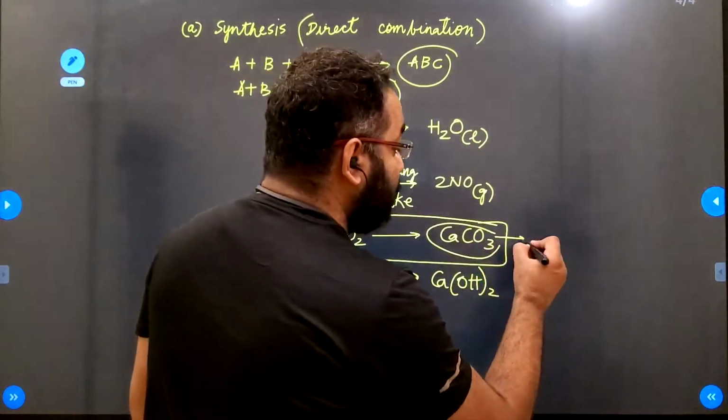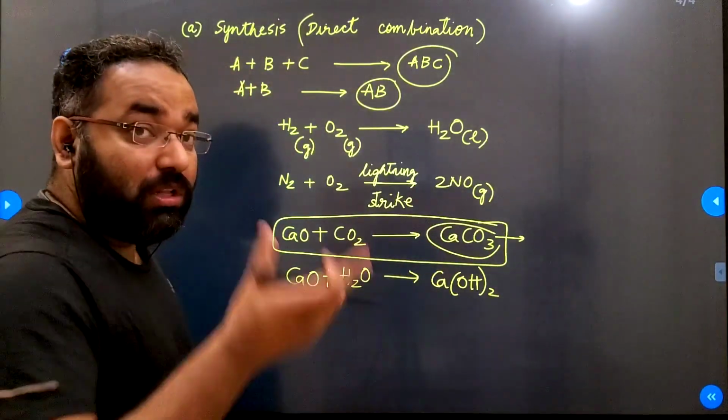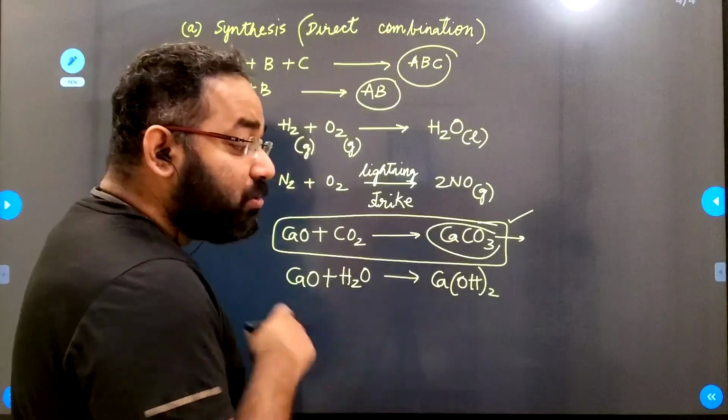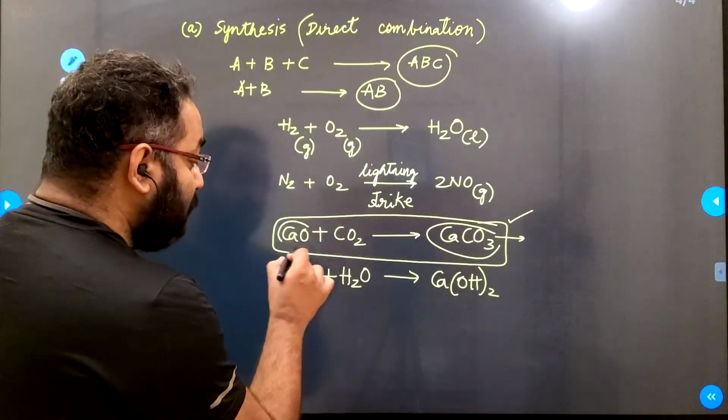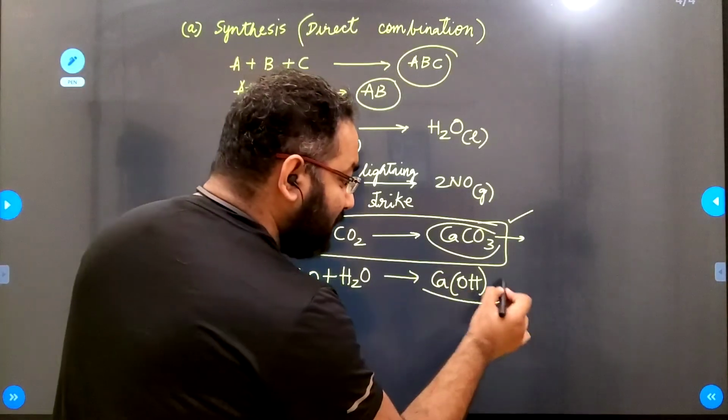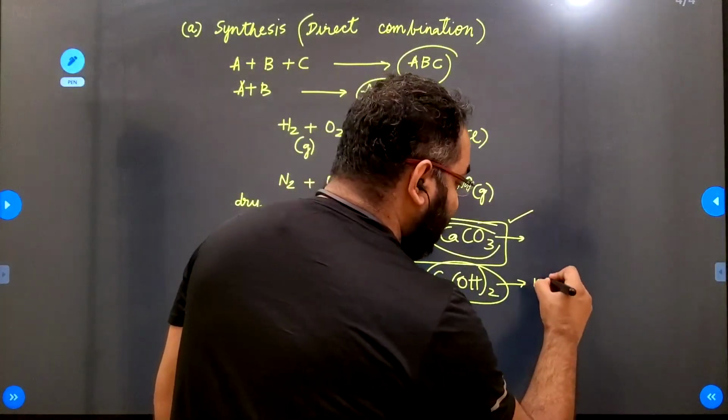So if anybody asks you what causes the shine to the walls when you whitewash it, it is due to the presence of calcium carbonate. What is used in whitewashing the wall? In dry form, this is used in whitewashing a wall, but generally this is added to water, so this is actually the composition of whitewash.